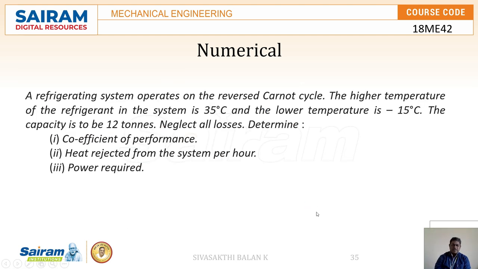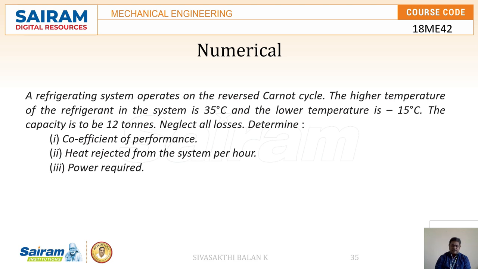Now let us take another example and see how it works out. The second problem is something like this: a refrigeration system operates on the reversed Carnot cycle, not a Carnot cycle. The higher temperature of the refrigerant in the system is 35 degrees centigrade, that is T1, and the lower temperature is minus 15 degrees centigrade, T2. The capacity is 12 tons of refrigeration, and neglect all the losses, since it is an ideal cycle.